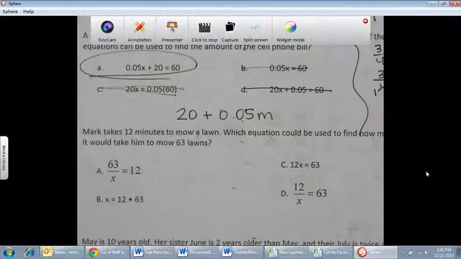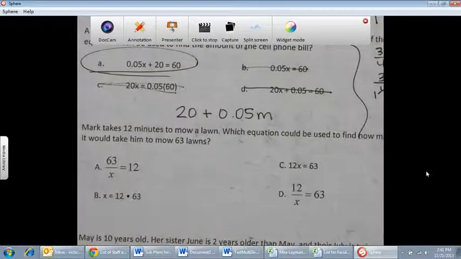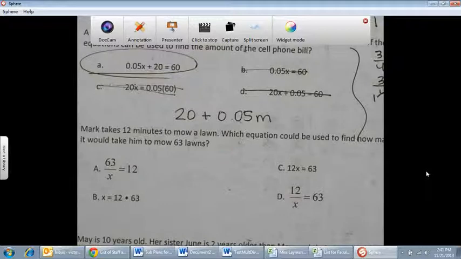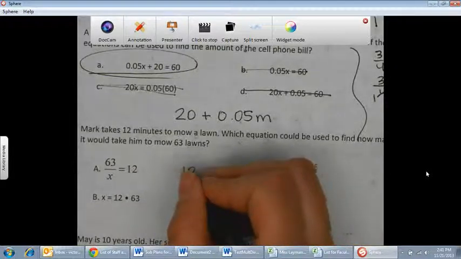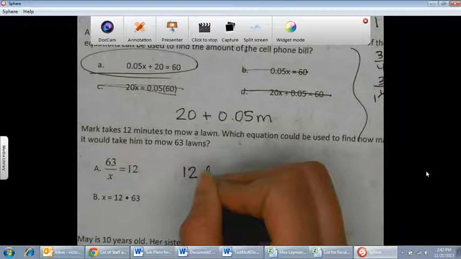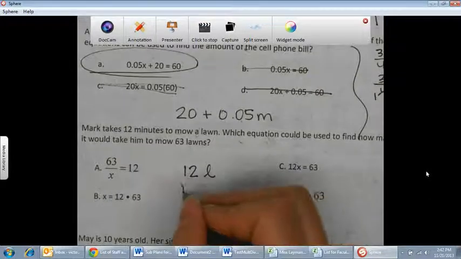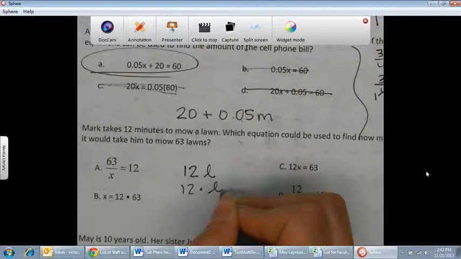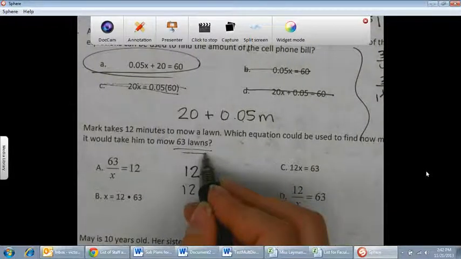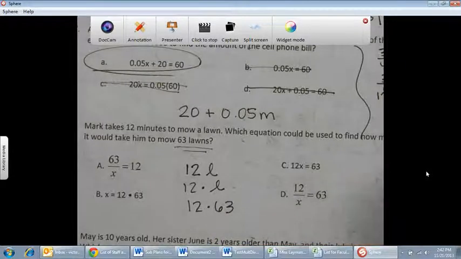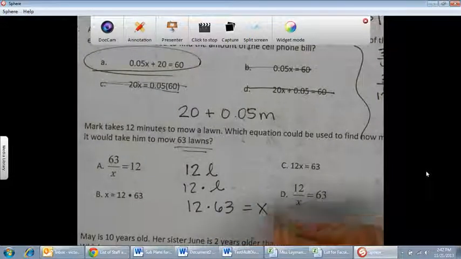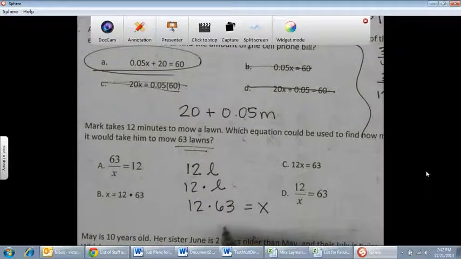Mark takes 12 minutes to mow the lawn. Which equation could be used to find how many minutes x it would take him to mow 63 lawns? So if it's 12 minutes per lawn, you're multiplying 12 times the number of lawns. So therefore, if you mowed 63 lawns, wouldn't it be 12 times 63? And that would give you the number of minutes that it would take him to mow it. So the only possible answer would be B.